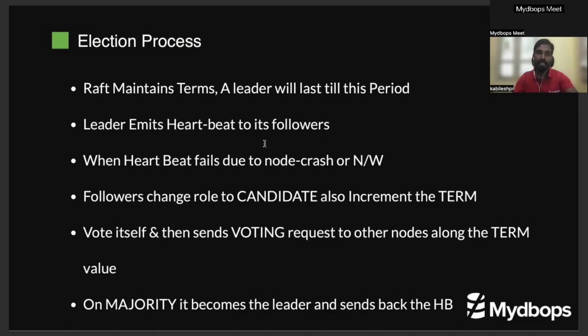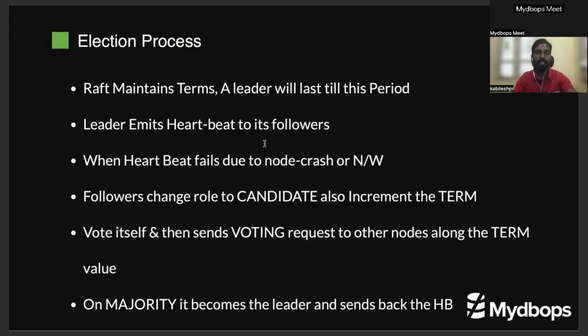So as we said, the leader emits heartbeats to its followers. Consider a scenario when a heartbeat fails or a node crashes. The followers start an election. First, the followers change their role from follower to candidate and increment their term. Each region will have a term, so they increment the term, vote for themselves, and then send a voting request to the available followers along with the incremented term value, right? So they will send it to the majority.